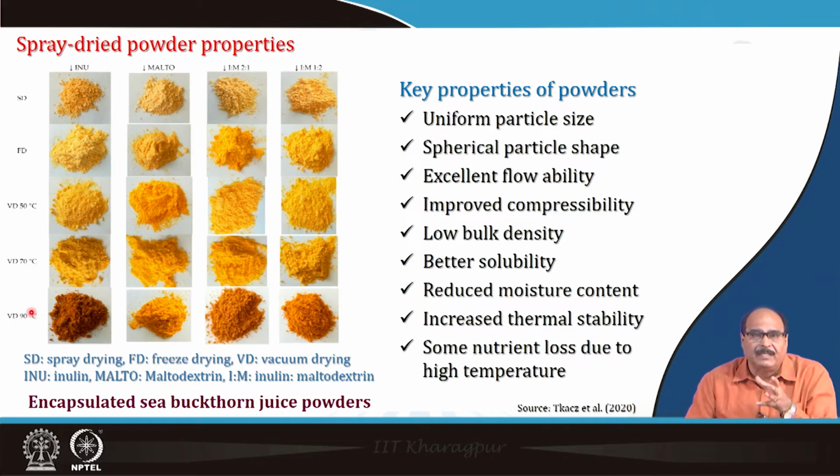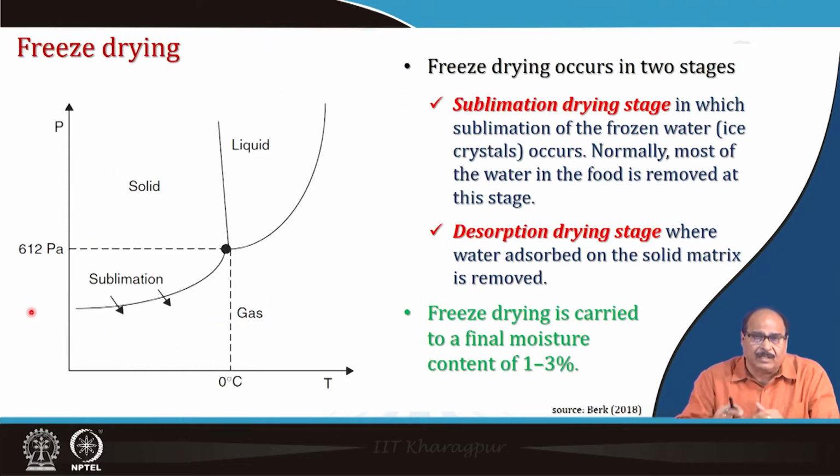So, the key properties of the powder obviously are the uniform particle size, spherical particle shape, excellent flowability, improved compressibility, low bulk density, better solubility, reduced moisture content, increased thermal stability, and even that if properly controlled, there should be least loss of the nutrients. If high temperature, there will be some losses.